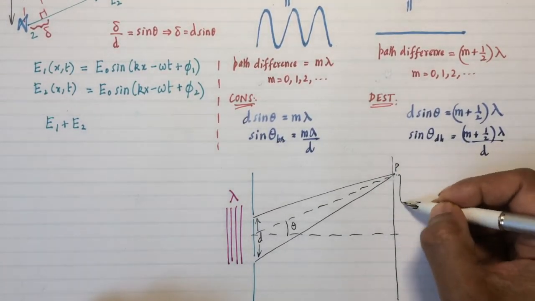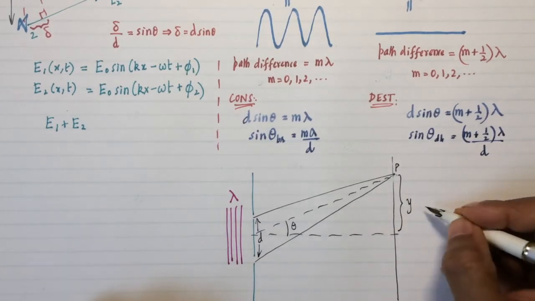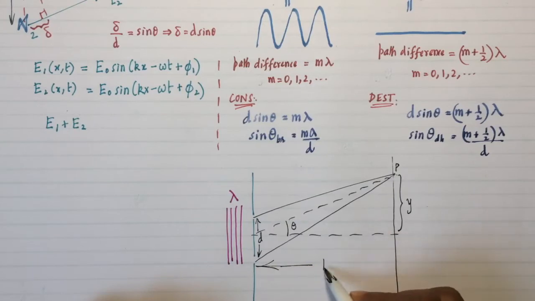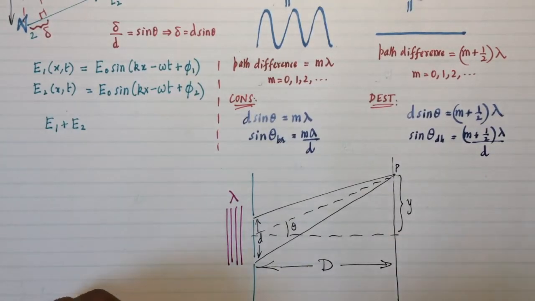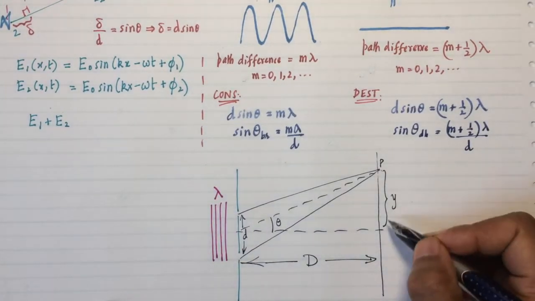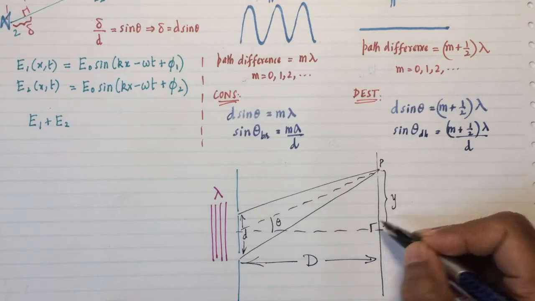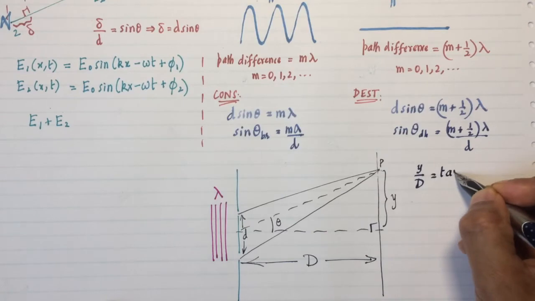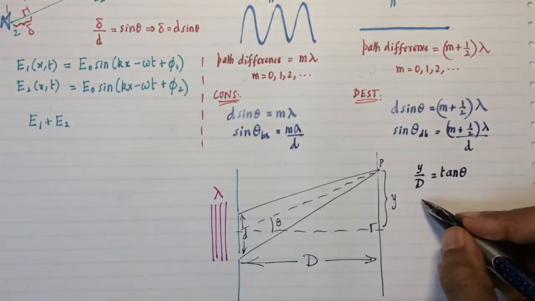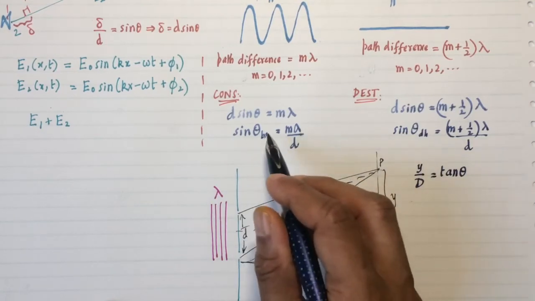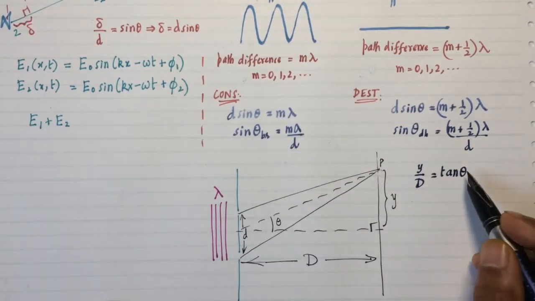Now, one question is where it occurs. So let's call this y, and this distance is D. So where on the screen do we find any of these patterns? Well, that can be answered through a geometrical fact, and that is y divided by D is tangent of theta, because this is also a right angle. So y over D equals tan theta, and technically speaking, you would first find sine theta and then find theta, and once you have theta, you will find tan theta, and then you will find y.